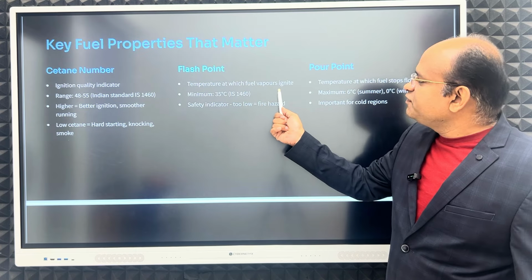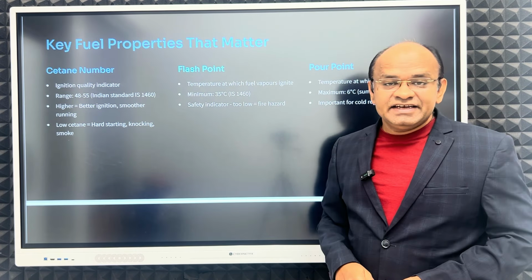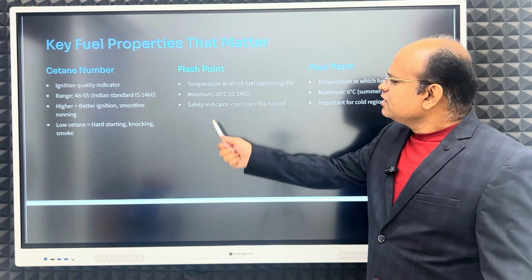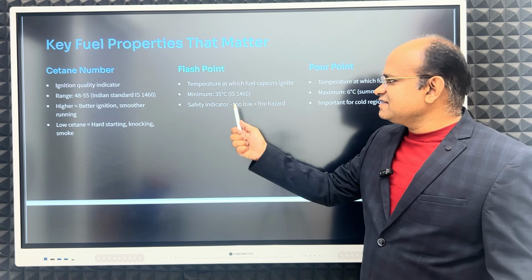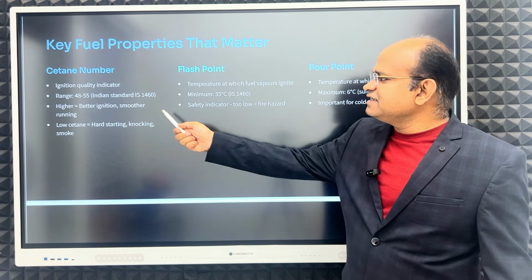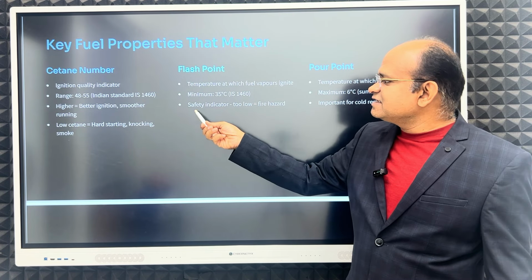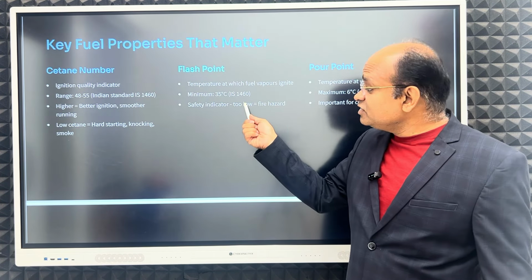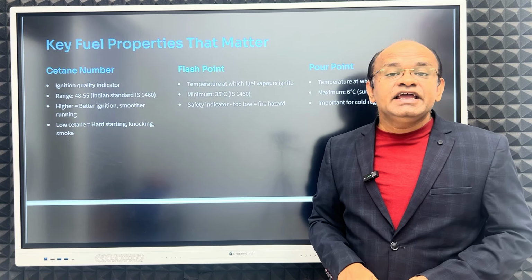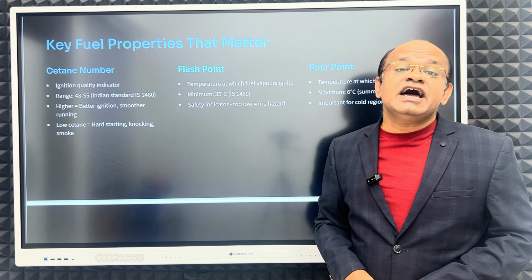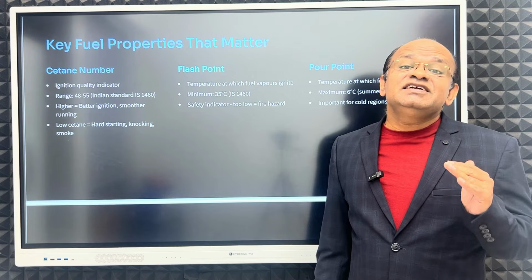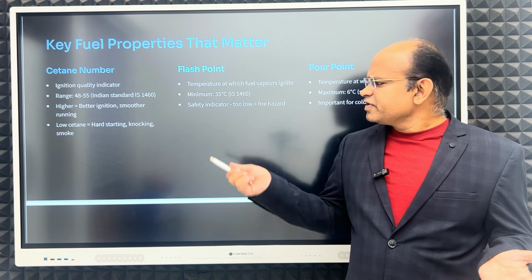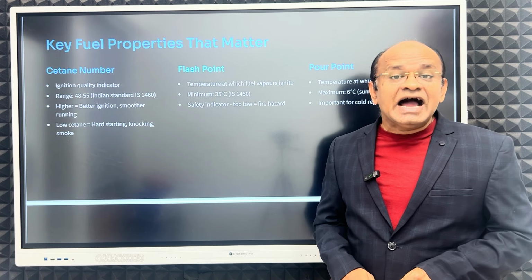Flashpoint: temperature at which fuel vapors ignite. Fuel vapors are there during compression, you know that. Minimum 35 degrees Celsius as per IS 1416. Safety indicator: too low is a fire hazard. If it is less than this, the diesel can catch flame quickly whenever there are high temperature conditions like in deserts. So it is a fire hazard.